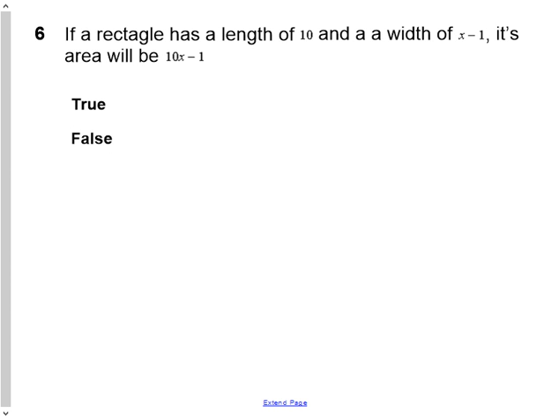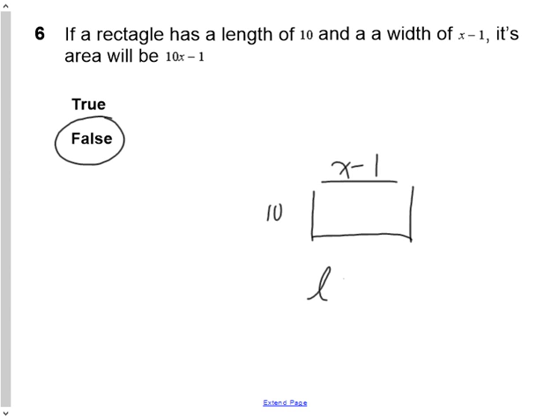And finally, question 6, if a rectangle had a length of 10 and a width of x minus 1, its area will be 10x minus 1. The answer for this one is false as well, because area equals length times width, or 10 multiplied by x minus 1, which means I need to use distributive property, and the area would really be 10x minus 10, not 10x minus 1.